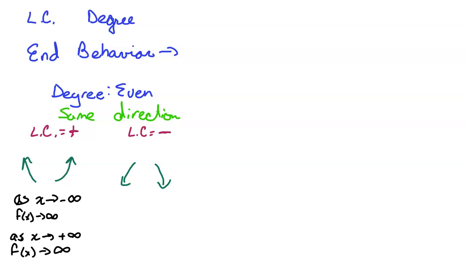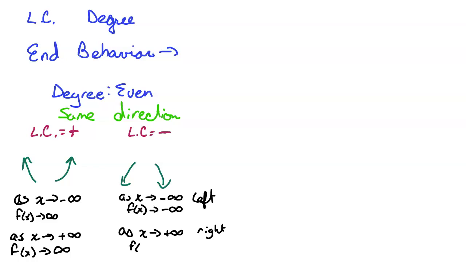Over here, they're both going down, so as x approaches negative infinity on the left-hand side, this negative infinity, I'm going to tell you, is talking about the left side, your f of x is approaching negative infinity. It's going down. As x approaches positive infinity, your right side, f of x is also approaching negative infinity because it's going down.